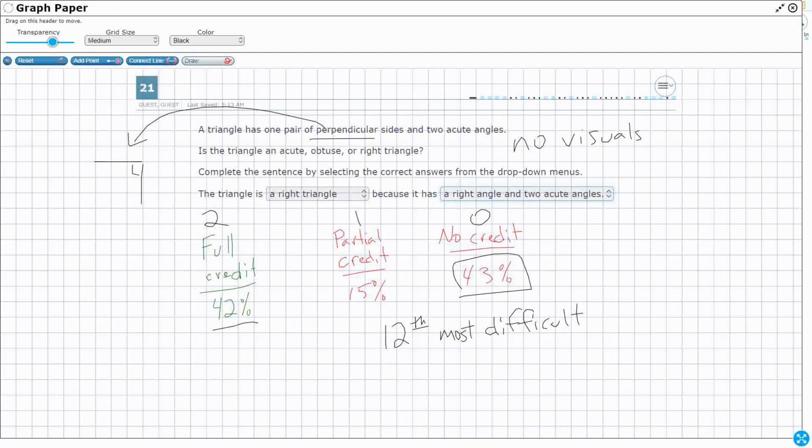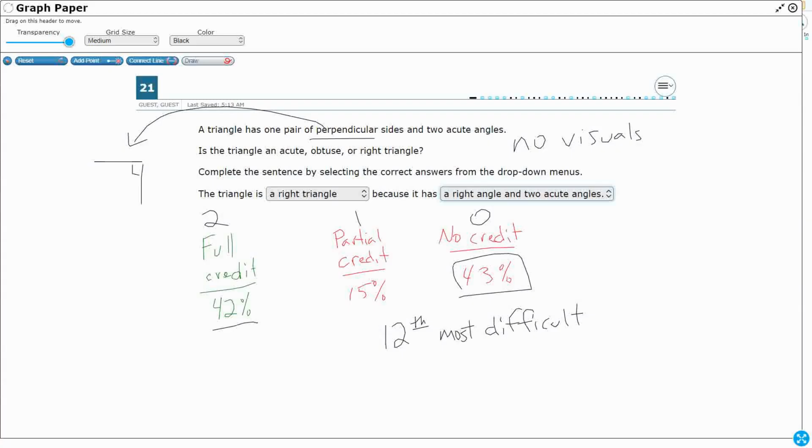If we can tie those two together for our students, perpendicular equals 90 degrees equals right angles, however you want to define it, they're all the same thing. If we can tie those terms together, right angled, 90 degrees, perpendicular sides, that's the connection that we need to make sure our students are aware of.